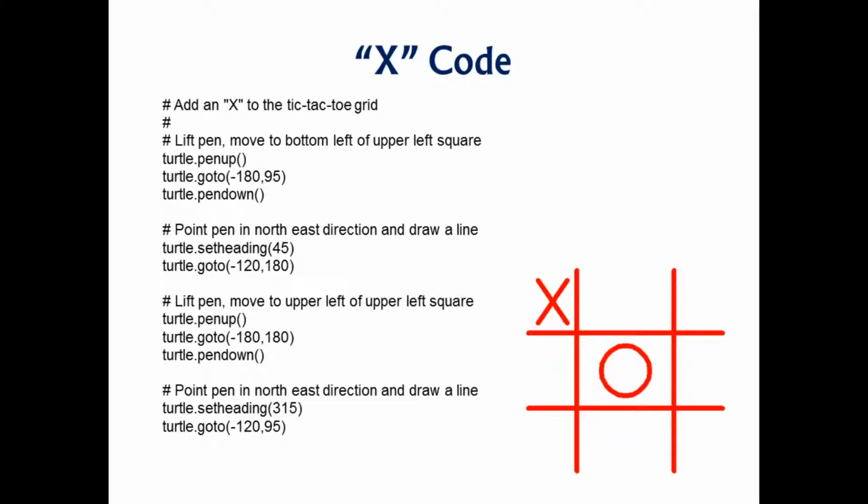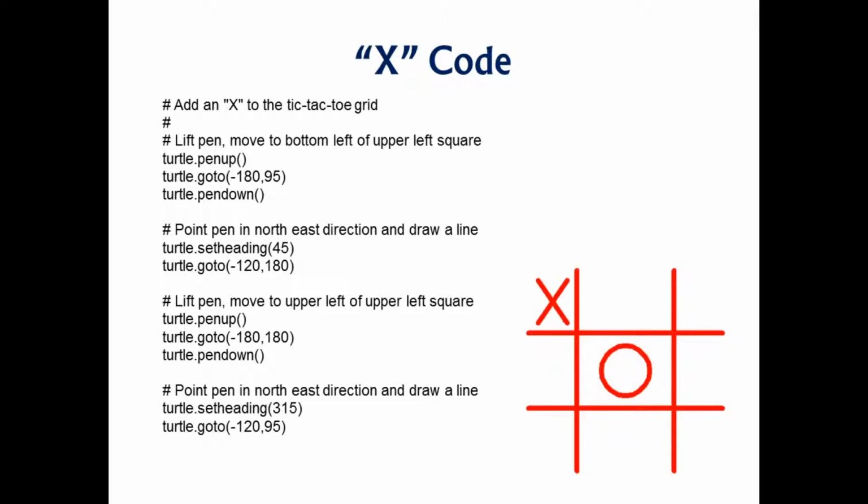Really? Alright. So lift the pen and move to the bottom left of the upper left square, which would be right here, right? Okay. Point the pen in the northeast direction and draw a line. Set heading to 45. Alright, so this is 0, and this is 45? Yeah. Okay, so we're cool with that.